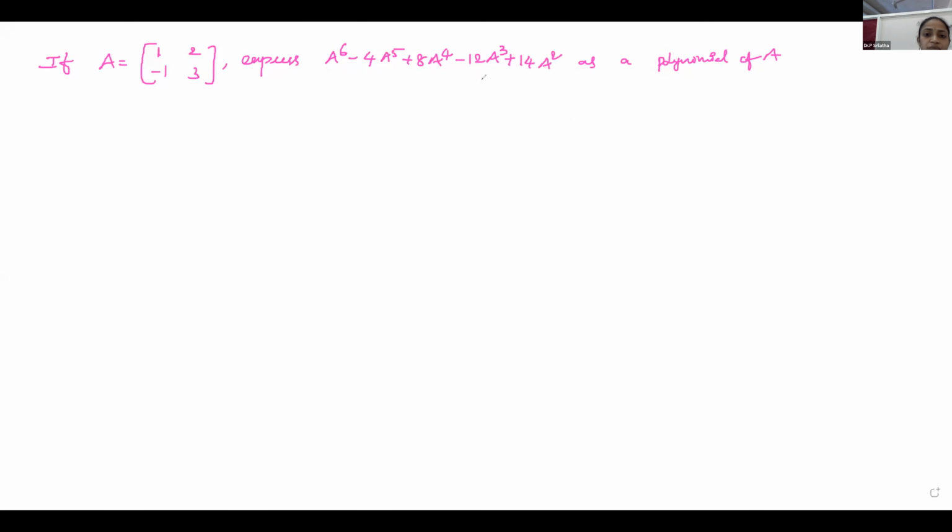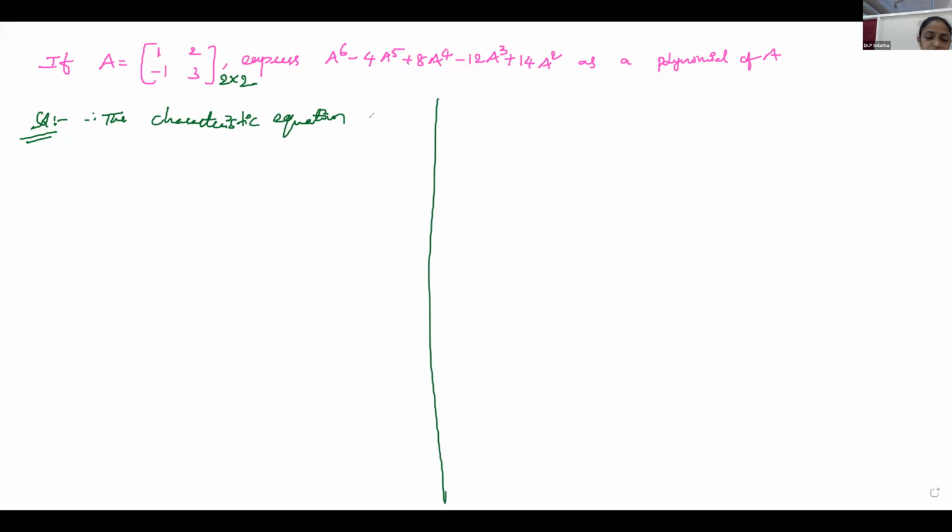Okay, so that means here we need to calculate the characteristic equation. So how to find the characteristic equation for a 2 by 2 matrix? For any matrix, we have the formula to find the characteristic equation. That is det of A minus lambda I equal to 0. So this is the characteristic equation formula.